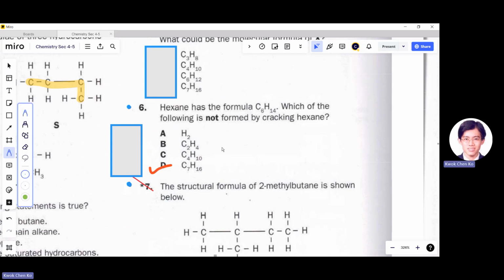There's something that you have been careless. C6. How can you crack C6 and get something bigger? You can't. What's the meaning of cracking? You make it into smaller fragments. How can you join them together to become bigger? You can't. Don't be careless. So D is obviously the answer.